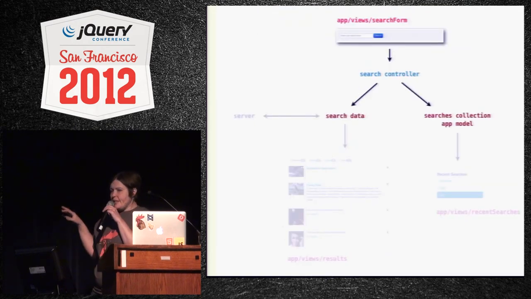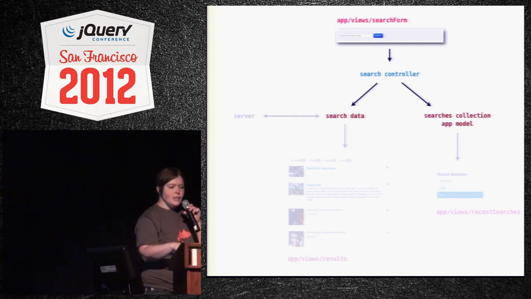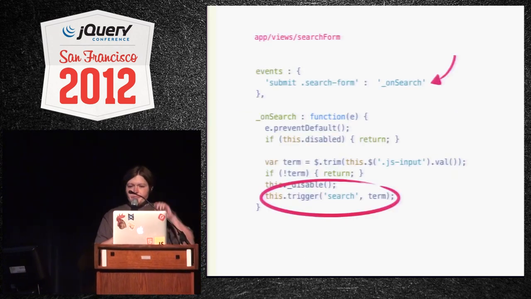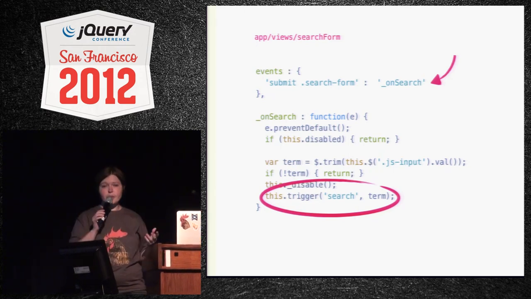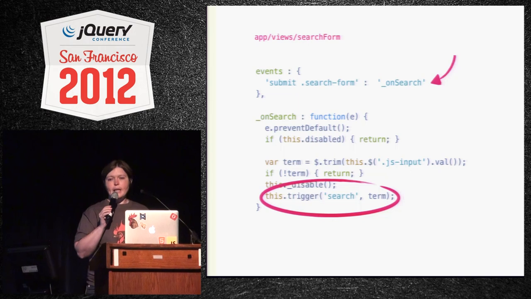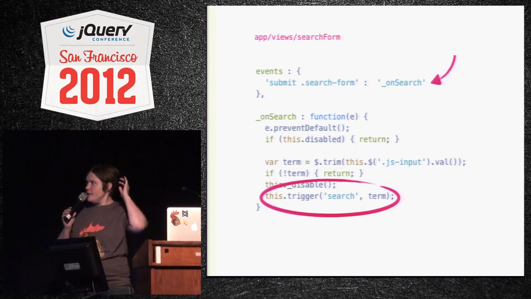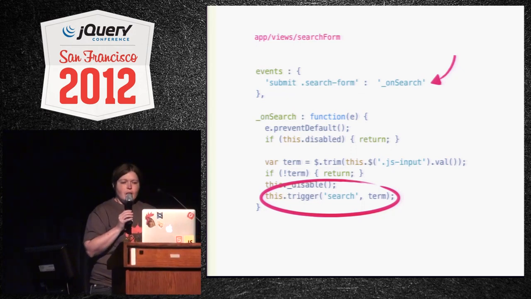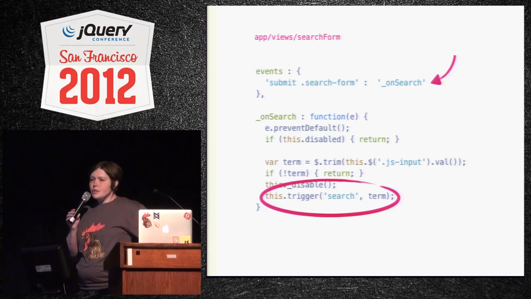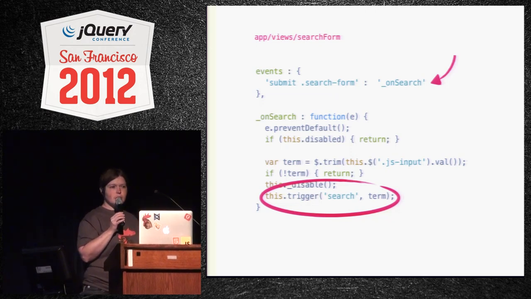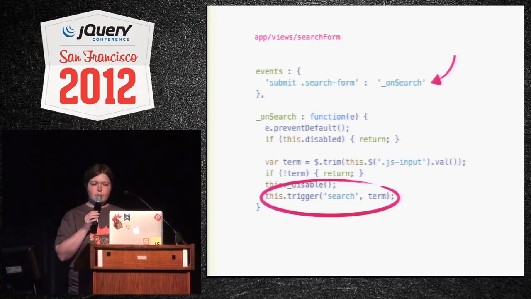So let's zero in on what the code looks like for this transaction of making a search. So here's our search form, and here's a little bit of our search form view. It's pretty simple. We say that when the search form is submitted, we want to run the underscore on search method of our search view. And it does some stuff to make sure that someone actually entered a term. But once it's done verifying that this is worth announcing, it triggers an event on itself called search, and it passes as an argument in that event the term that was searched for.